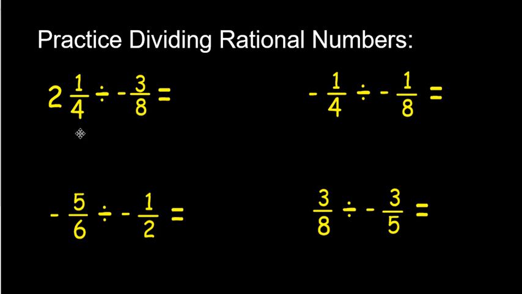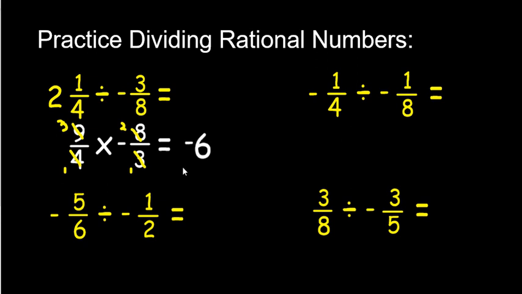Okay, let's see what you got. Did you convert to an improper fraction and then multiply by the reciprocal? Did you remember to cross cancel in this case? We can factor a 3 out of both of these values, and we can factor a 4 out of both of these values. Then all you have to do is multiply across, but remember, a positive times a negative equals a negative. Our answer is negative 6.